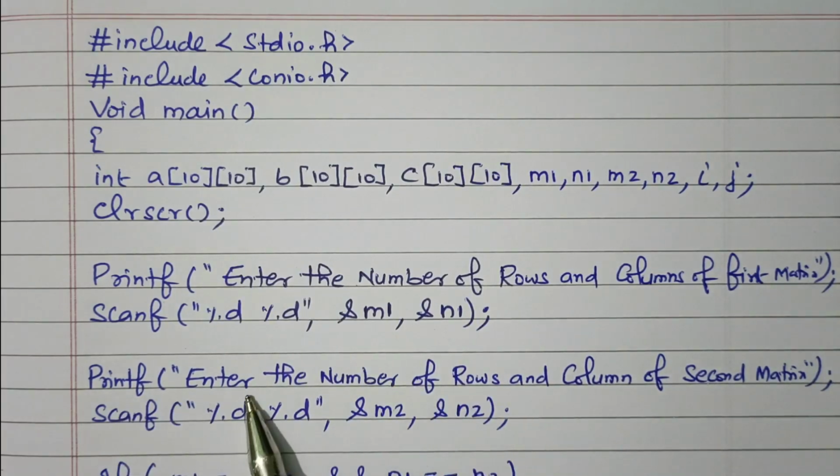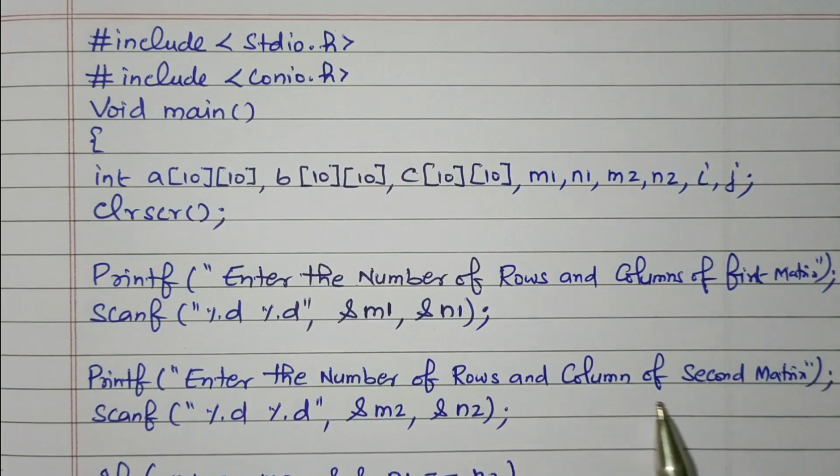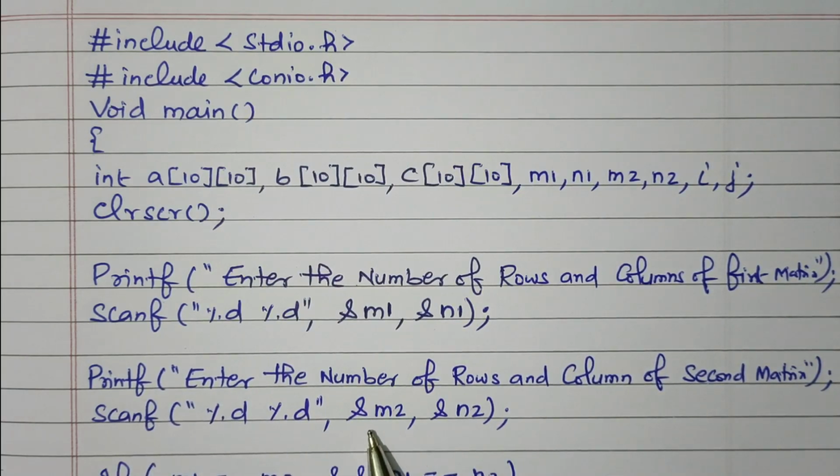Then printf, enter the number of rows and columns of the second matrix. We ask the user to enter the row and column size of the second matrix. Scanf %d and &M2 and &N2. So this is the row size and column size of the second matrix, right? Now we got the dimensions of the first matrix and second matrix.